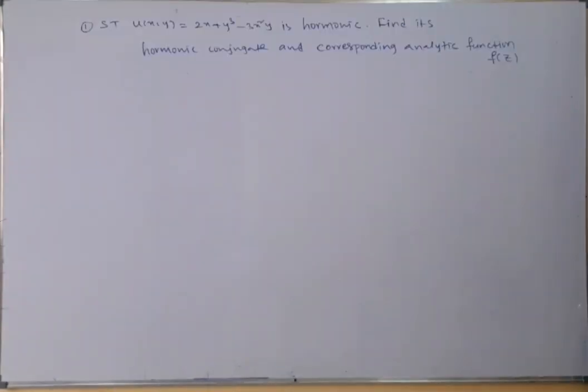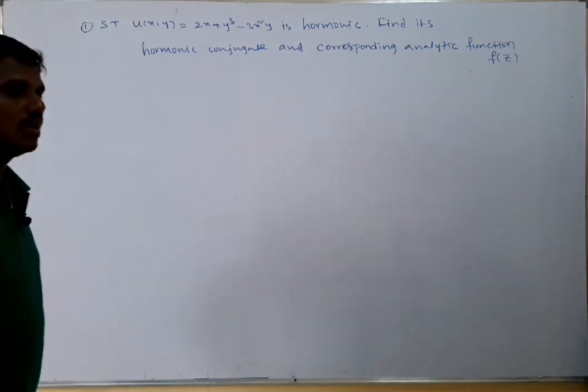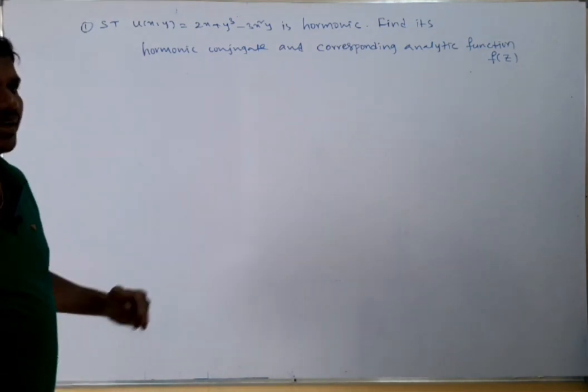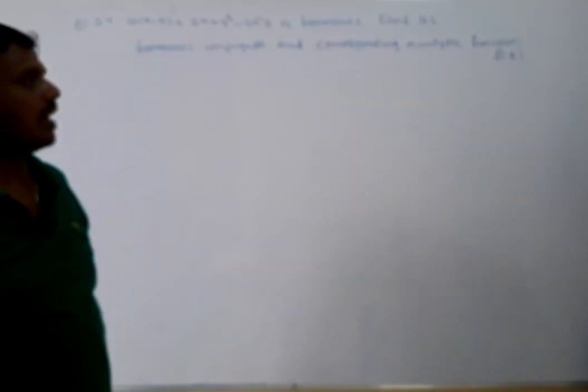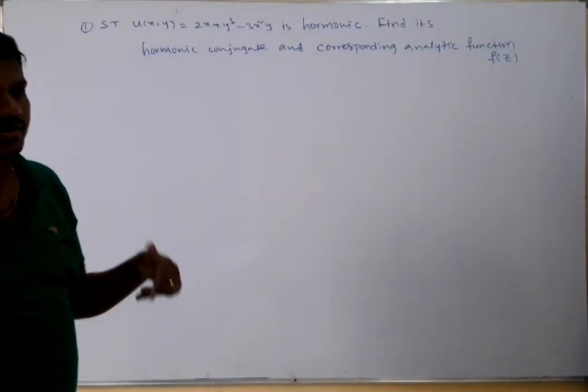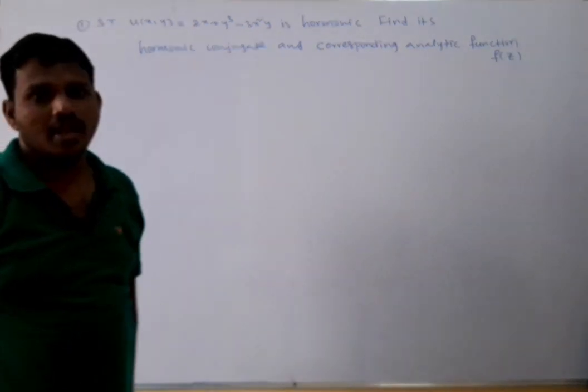We are going to discuss two types of problems on harmonic functions. In the first case, if u of x comma y is given, we find the harmonic conjugate, that is v of x comma y, and the corresponding analytic function f of z. In the other case, if v of x comma y is given, then we find u of x comma y and the corresponding f of z.